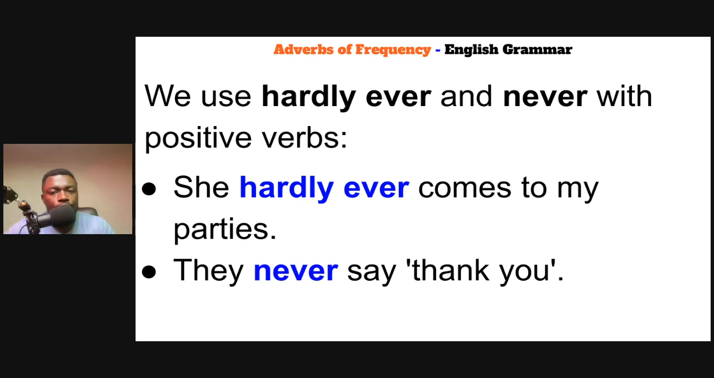We use hardly ever and never with positive verbs. Like you said, "hardly ever": the adverb is already negative, so you can't make the sentence negative again, OK? For example, she hardly ever comes to my parties. You can't say, "she hardly ever doesn't come." Because you can't put two negatives together. They never say thank you. You can't say "they never don't say thank you", because "never" is already negative. OK? They never say thank you.